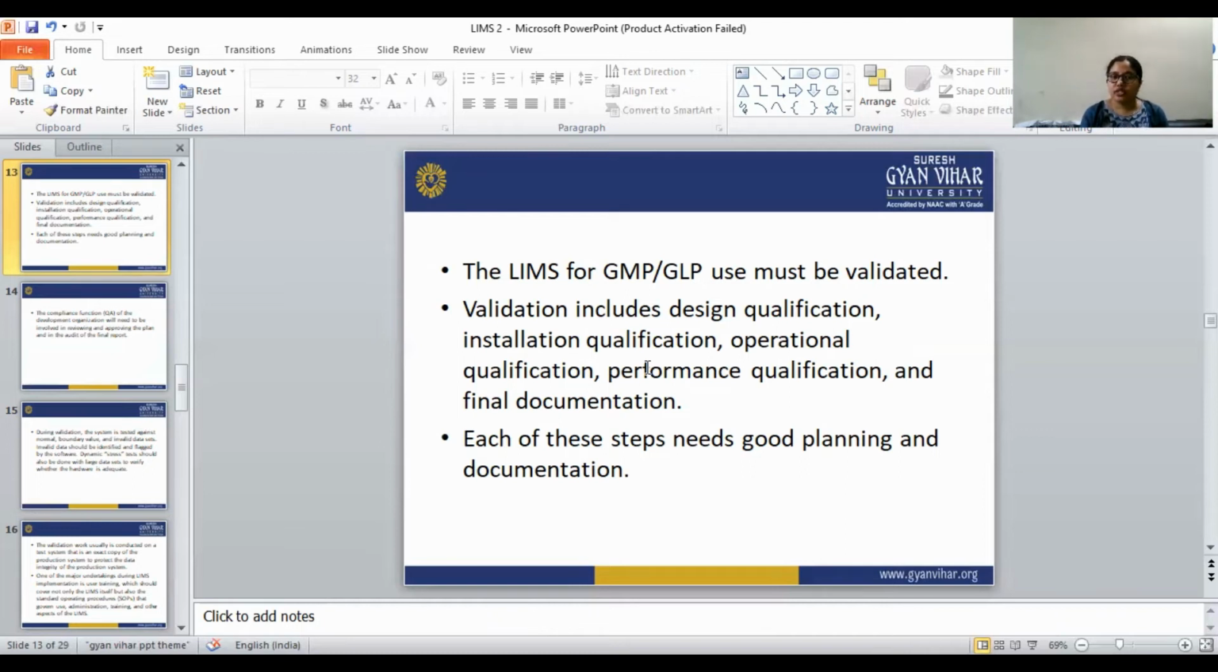Okay. So each of these steps needs good planning and documentation. Design qualification, installation qualification, operational qualification, performance qualification, and the final documentation, they all need good planning and documentation. Okay. So this implementation of LIMS is a very hectic, very complex process. Where we are installing any LIMS for GMP or GLP, at that time also good planning and good documentation is compulsory.